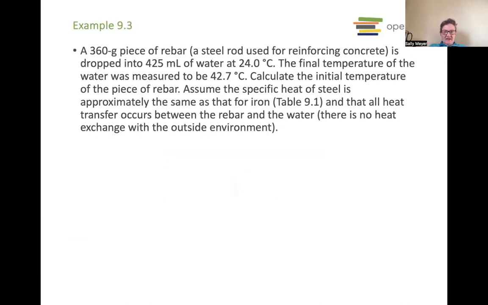So we have a 360 gram piece of rebar, which is just steel. We drop it into some water, 425 mL at 25 degrees. The final temperature of the water was measured to be 42. We want to know the initial temperature of the piece of iron that you put in there. So we're going to assume the specific heat of steel is approximately the same as that for iron, and that all the heat transfers between the rebar and the water, and there's none lost to the environment.